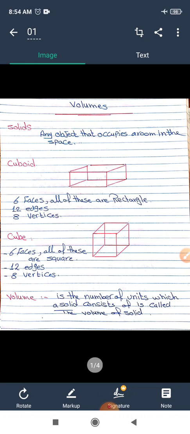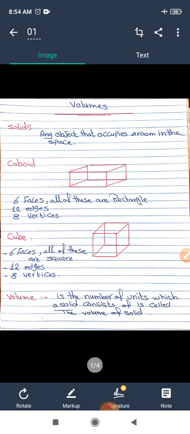A cuboid is a solid which has 6 faces. All of these are rectangles, and it has 12 edges and 8 vertices. But a cube is a solid which has 6 faces. All of these are squares, with 12 edges and 8 vertices.